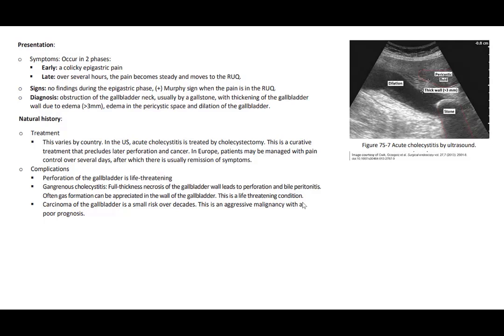The diagnosis is through obstruction of the gallbladder neck, typically by a gallstone, with thickening of the gallbladder wall through edema. This thickening can be seen by an increase in diameter of more than 3 millimeters. Now, the edema in the pericystic space and further dilation of the gallbladder can all be appreciated through ultrasound, which is the gold standard technique for evaluation.